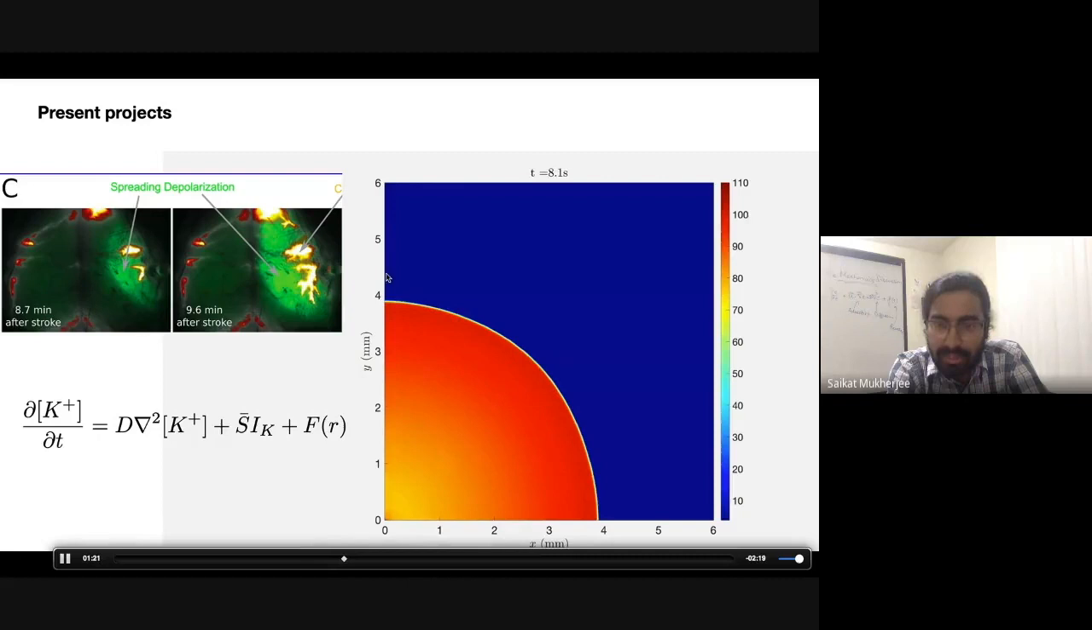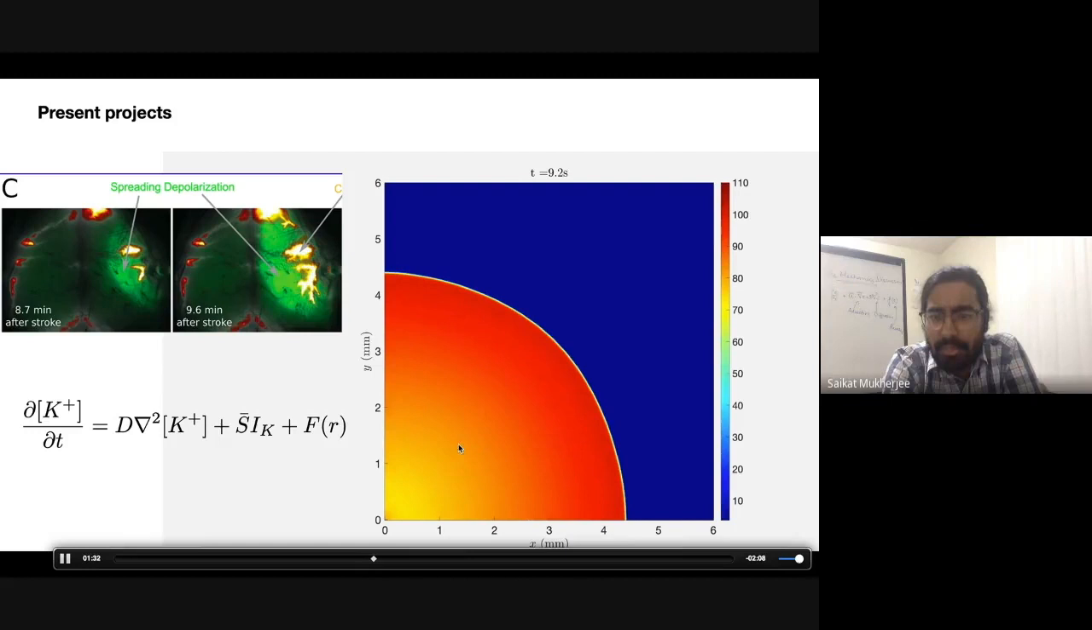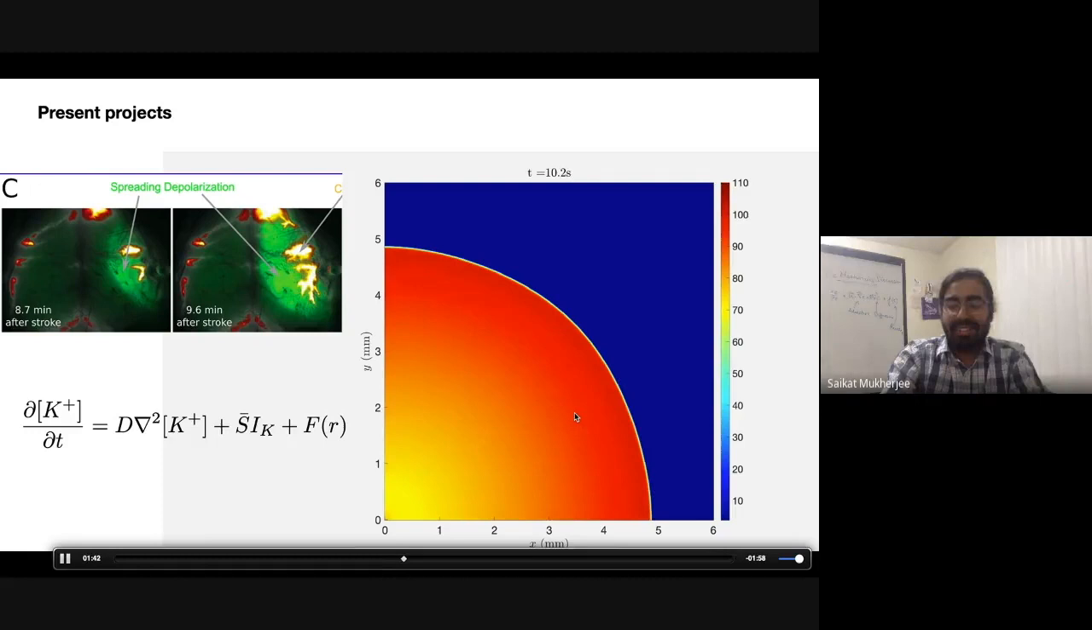So this is a hypothetical portion of the brain cortex, 6 millimeter times 6 millimeter, a two-dimensional brain cortex. And these are preliminary simulations, which show the concentration of the extracellular potassium increasing as the wave propagates outward. So I'm going to end here. It's probably a long discussion, but I'm happy to take questions.